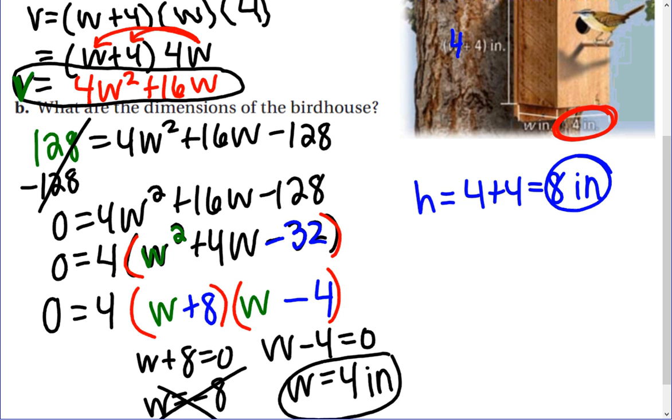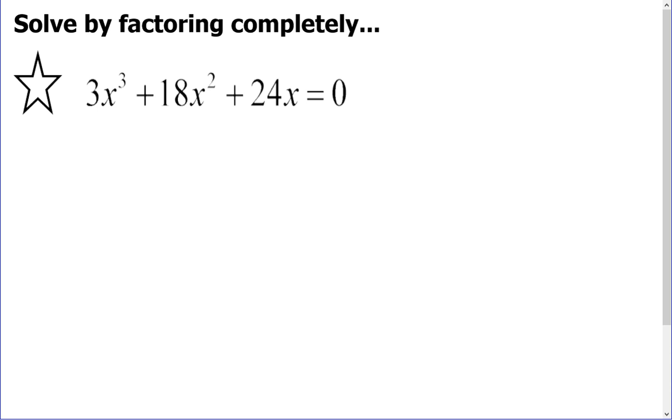All right, last one, just because I'm not here to come around and check your star problem, let's just do this one together. Factor completely, that means you're going to have to factor at least twice, most likely. So the first step is that it needs to be equal to 0. Done. Second step, always got to check for a GCF.